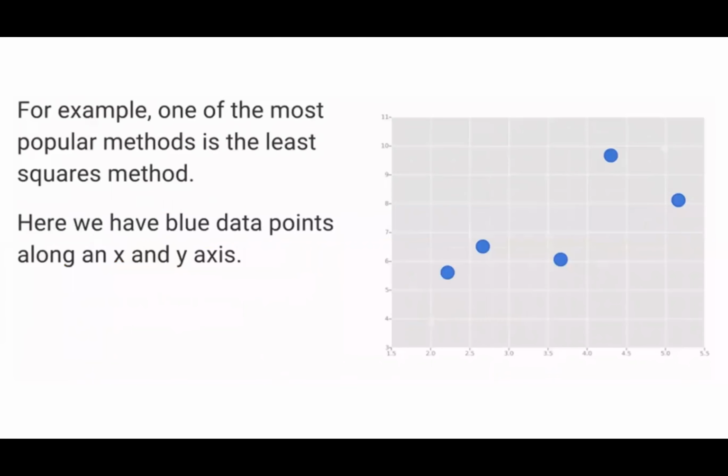So for example, one of the most popular methods is the least squares method. Here we have blue data points along the x and y axes. I have these 5 data points, and this is the value.